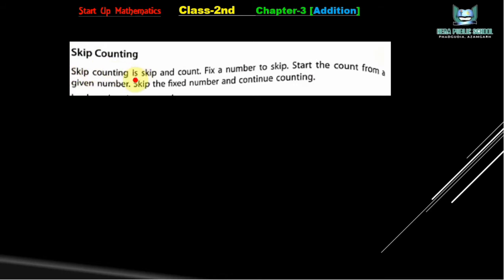Skip counting is skip and count. So in skip count we have to skip and then we have to count. Fix a number to skip, means we are going to skip count in 2s, 3s, 4s, 5s and 10s. Start the count from a given number. Skip the fixed number and continue counting.